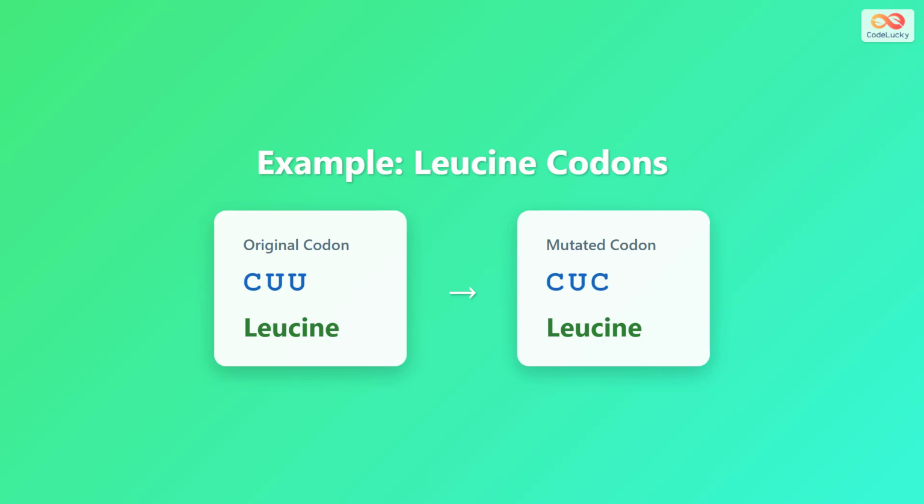Let's look at a concrete example with the amino acid leucine. The codon CUU codes for leucine. Now, if a mutation changes the third position from U to C, creating the codon CUC, the result is still leucine. Both CUU and CUC specify the same amino acid. This is a perfect example of a silent mutation because the DNA has changed, but the amino acid sequence of the protein remains unchanged. Leucine actually has 6 different codons that all code for it, providing multiple opportunities for silent mutations.